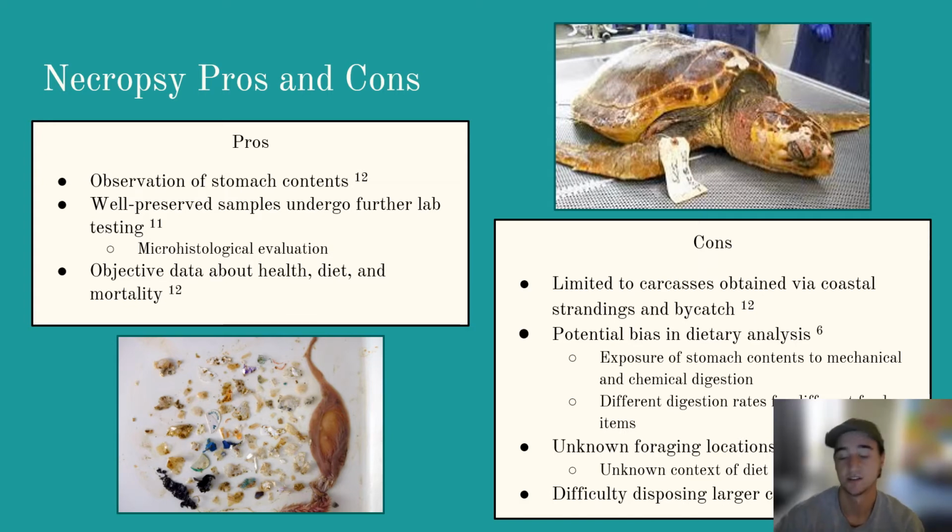The disadvantages are that they're limited to carcasses obtained by coastal strandings and bycatch. There's also potential bias in the diet, since different food items don't digest at the same rate, so there might be some that are over or underrepresented. The foraging locations are also unknown, so it's hard to try and measure preference with that. And you're going to have to dispose of a large 200 to 400 pound carcass at the end of it, so that's not as fun.